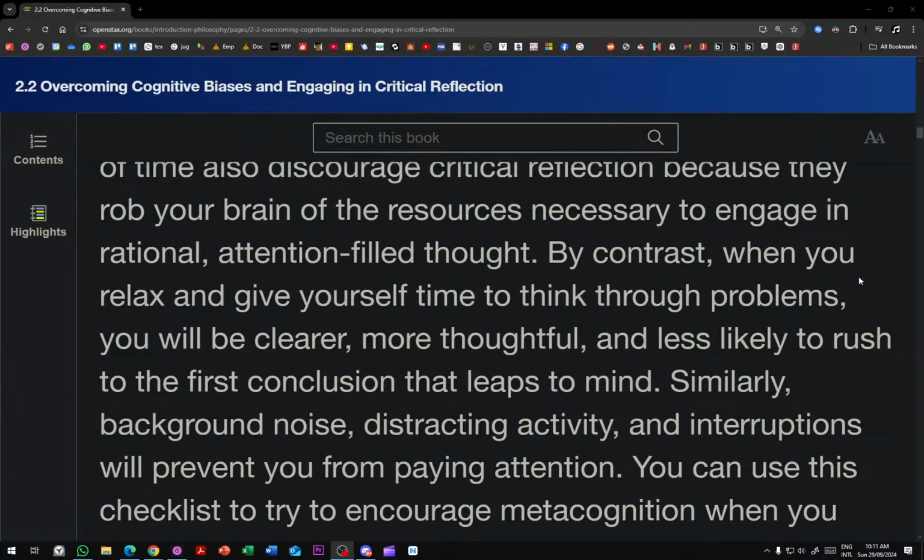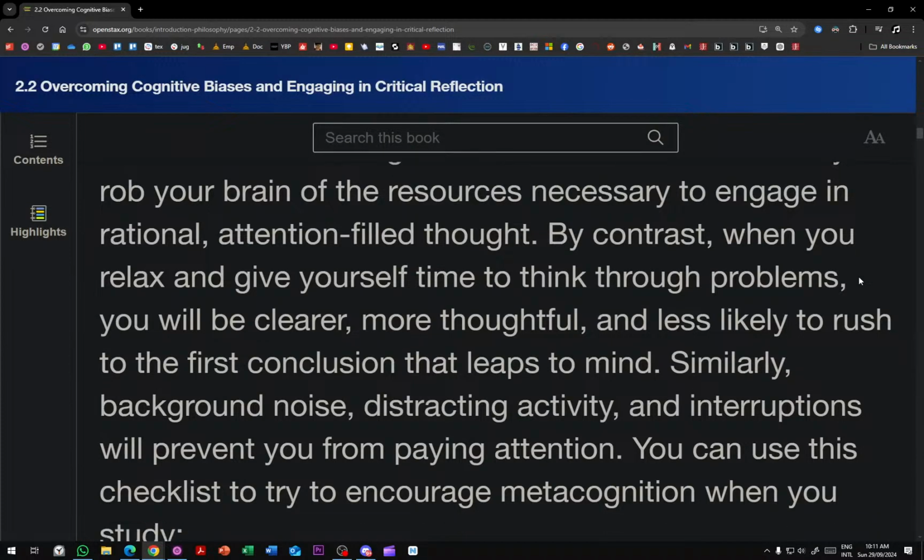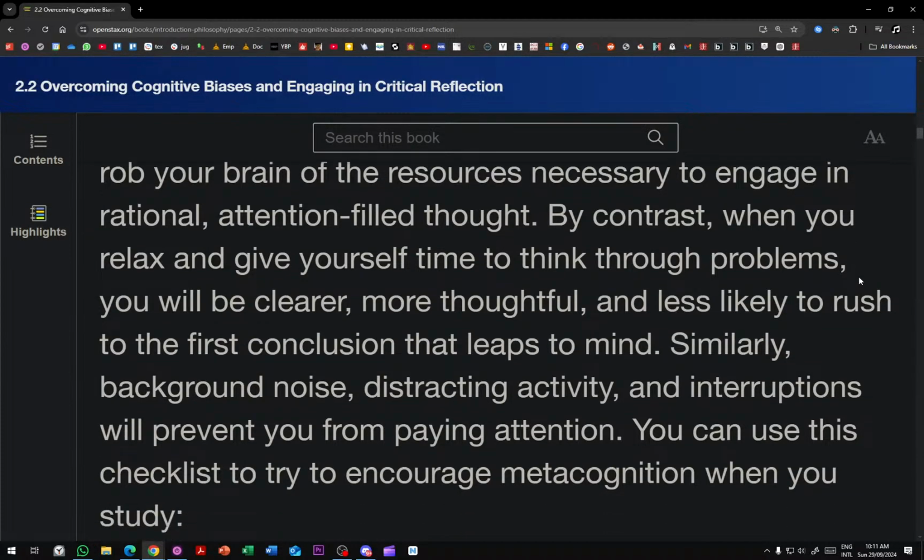By contrast, when you relax and give yourself time to think through problems, you will be clearer, more thoughtful, and less likely to rush to the first conclusion that leaps to mind. Similarly, background noise, distracting activity, and interruptions will prevent you from paying attention.